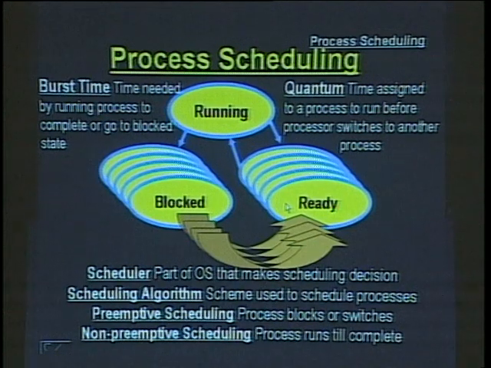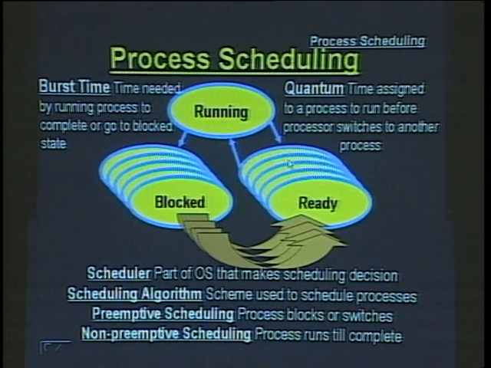We briefly alluded to the burst time. Burst time is essentially the time needed by a running process either to complete or go to a blocked state. If a process is running and requires some milliseconds of time either to complete or go to a blocked state, that is the burst time. At the same time, we have another time interval called the quantum, and quantum is primarily the time assigned to a process to run before the system switches to another process.